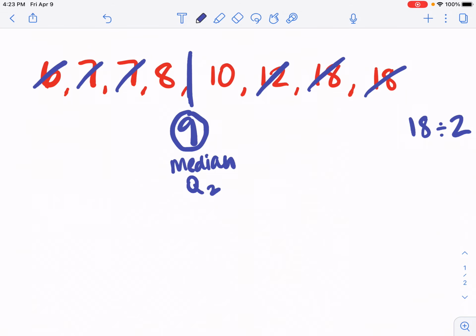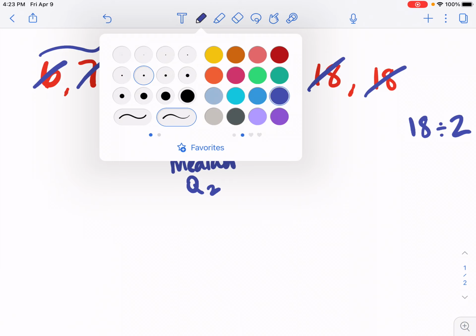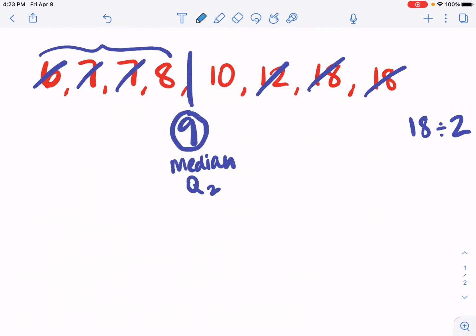So I'm going to find over here in my lower half of my data the median, okay? And that's going to tell me quartile 1. Okay, so I'm going to cross off least, greatest. If I did it again, I would have no numbers. So I have to figure out what's right in the middle of 7 and 7.